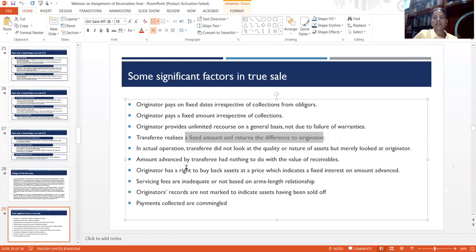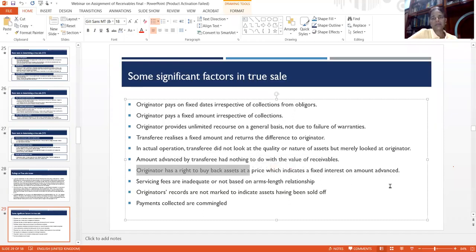Amount paid by the transferee had nothing to do with the value of the receipt. The transferee pays a particular amount irrespective of the value of receipt. And that transaction does not look like an arm's length transaction. Another very important point is the seller has a right to buy back.